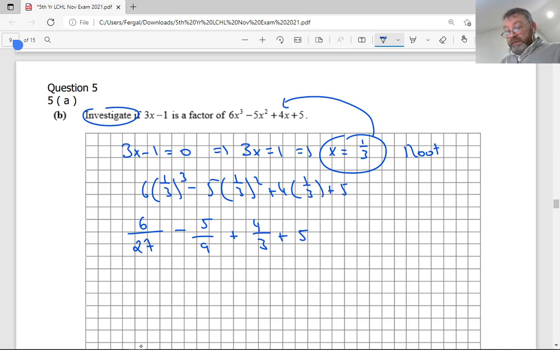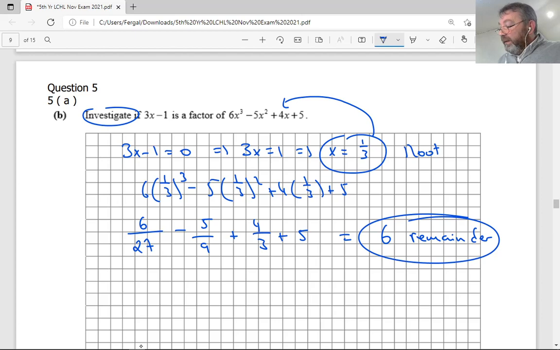And finally, we're going to add 5. And the answer comes out as 6. Now, what does that mean? That means that the root doesn't fit. The root, when it's substituted, immediately tells me that 6 is a remainder after division. And if there's a remainder, that means that 3x minus 1 is not a factor.